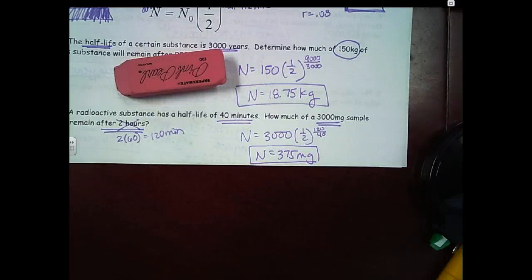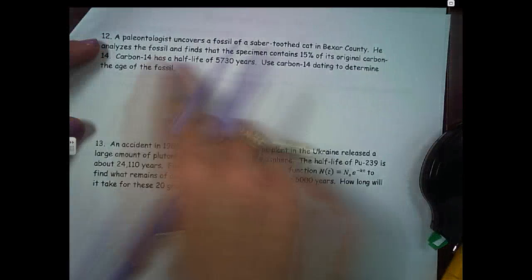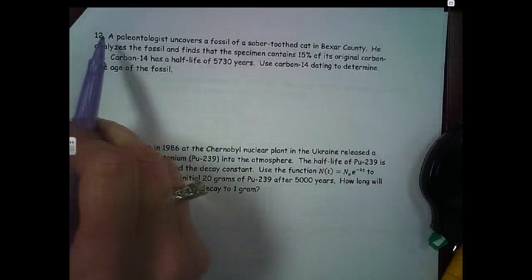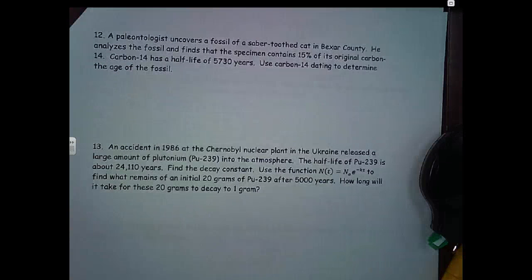So we have one last problem. We're going to do number 11 and we'll be done. Questions on 10? Okay. I know there's 11 and 12. We're just going to do 11. It's misnumbered, I'm sorry. It says 12. We're going to do this problem right here. And it looks like it's 12 and 14, but it's not. That's carbon-14. It just happened to end right there, so it looks strange.